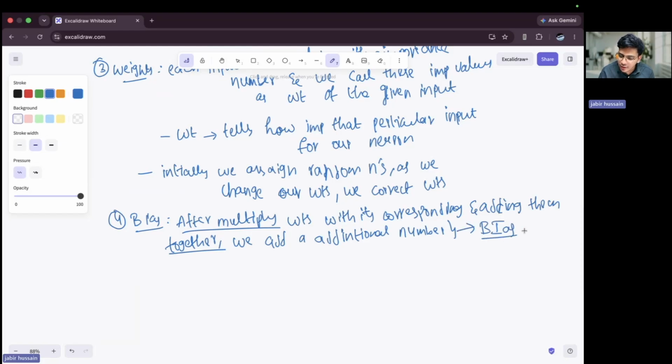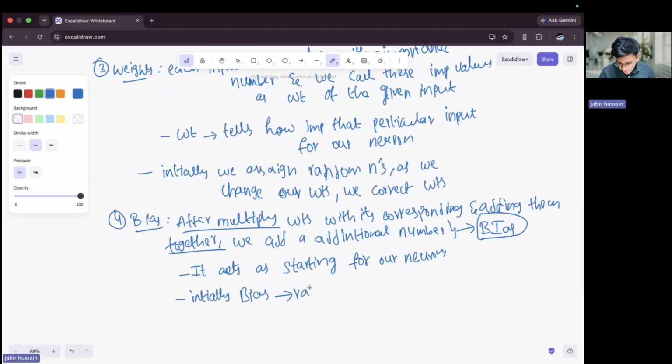And why are we adding bias? You will understand it once we go into the midst of the lecture. But for now, understand that it acts as a starting point for our neural network, for our neurons. Okay, and it is also initially random. Bias is also random, and from random we will try to get the perfect bias value as we move along in training. As we move along in training, we will see what is the perfect bias, what is the perfect weight. Okay, so this is it.